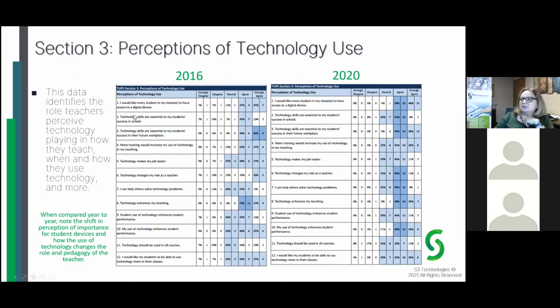All right, so this is perception of technology use. And the first one is, how do they perceive, like, I would like every student in my class to have access to a device. Do they strongly disagree, disagree, neutral, agree, or strongly agree? And what you can see, this is their perception of technology, whether or not they feel that technology is important. And so this is a nice gauge for the temperature, I guess, for the teachers of whether or not they even care if there's technology in the room.